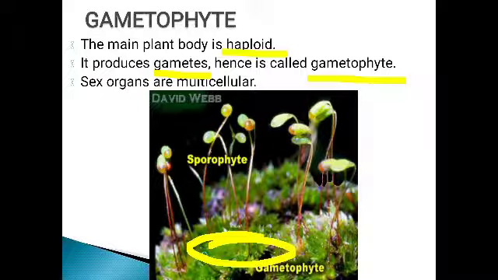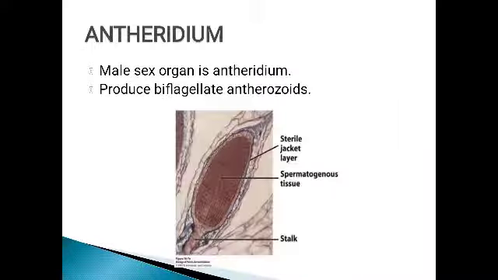Okay. And in this gametophyte, in this main plant body, only the sex organs will be formed. The male and the female sex organs develop in this gametophyte, and these sex organs are multicellular in nature. That means it is not single celled, it is made up of many cells. The male sex organ is called the antheridium. So this is the antheridium. It is the male sex organ and it produces the male gamete called antherozoids.